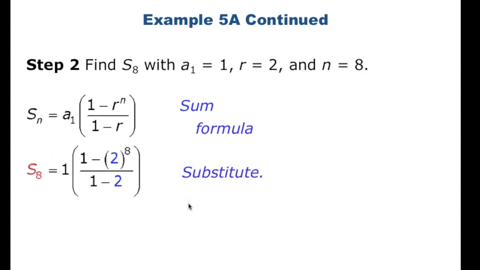So S sub 8, this is what it would look like with the r and the n plugged in. This gives me 1 minus 256, which is actually negative 255, divided by negative 1 is 255. It's kind of nice because you don't even need to know the 8th term. All you need to know is the first term, the ratio, and determine which one you'd like to find.